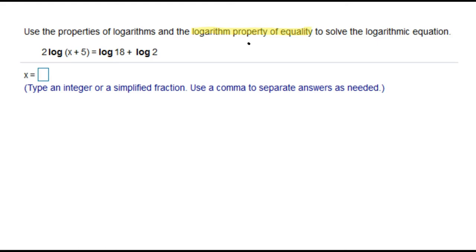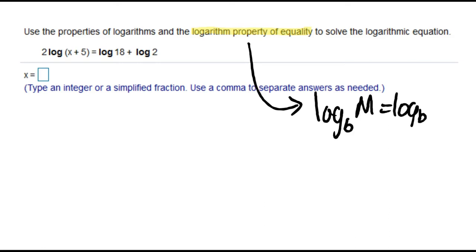The property of equality says that if you have log base b of m equals log base b of n, then m equals n. So basically, if we can get the log with the same base on both sides, then we can simplify our equation to be something without logarithms in it. So let's try that with our example.